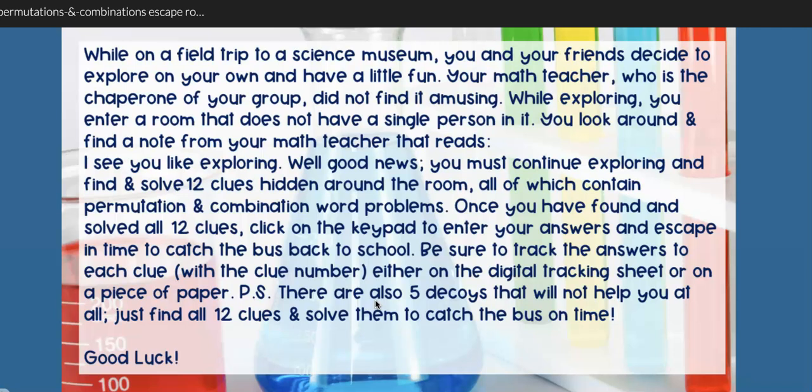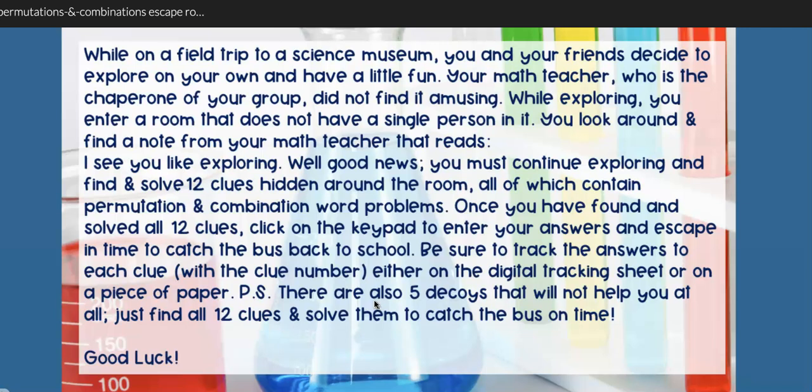Well, good news. You must continue exploring and find and solve 12 clues hidden around the room, all of which contain permutation and combination word problems. They could be the basic counting rule as well. Once you have found and solved all 12 clues, you're going to click on the keypad to enter your answers and escape in time to catch the bus back to school.